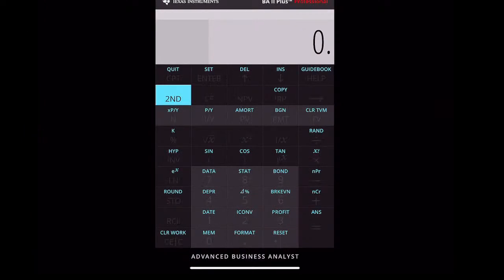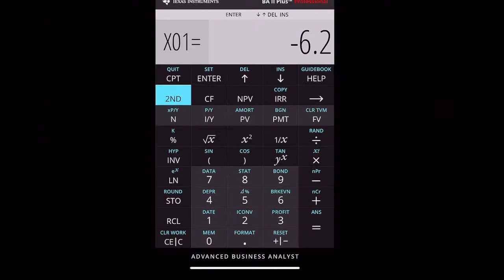So I'm going to start with data. There's something in there, so I need to clear that, second, clear worksheet. And I begin entering the data. I'm going to enter them as decimals. Well, it doesn't really matter.